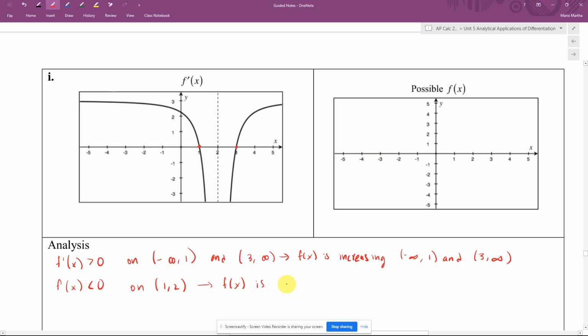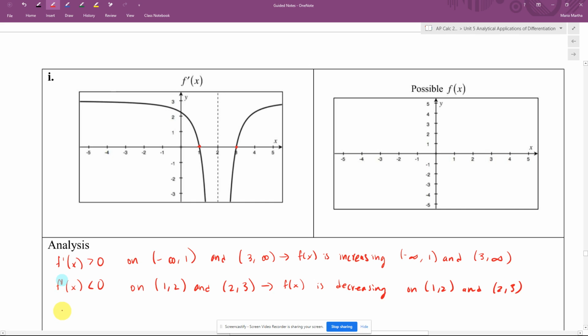Oh, actually, there are two intervals, not just from 1 to 2, my bad. It also goes from 2 to 3, because of the asymptote that's right there in the middle. And then we can say that f of x is decreasing on those same intervals, so on (1, 2) and (2, 3). Remember, these are open intervals.